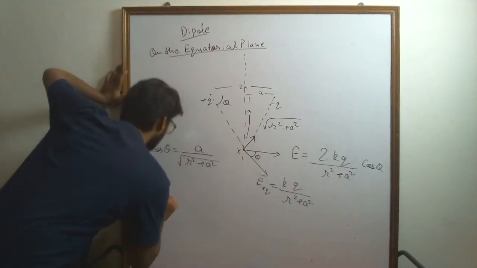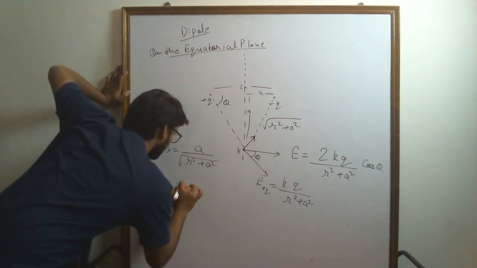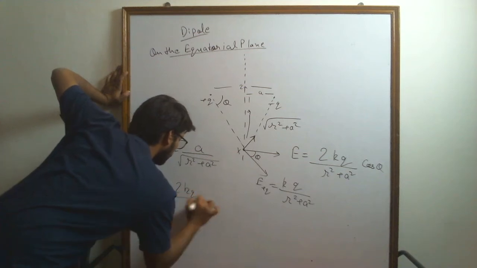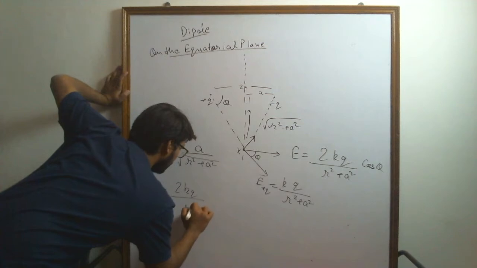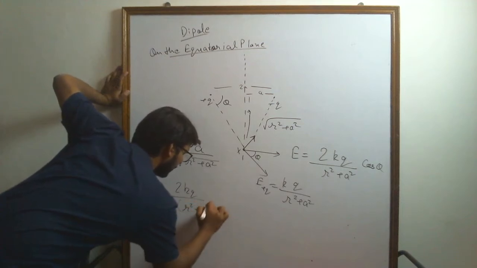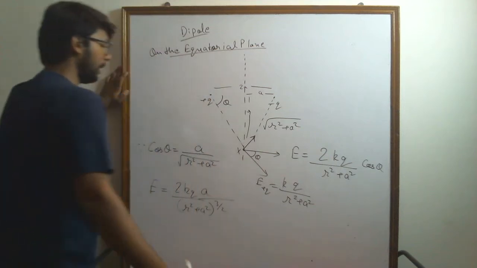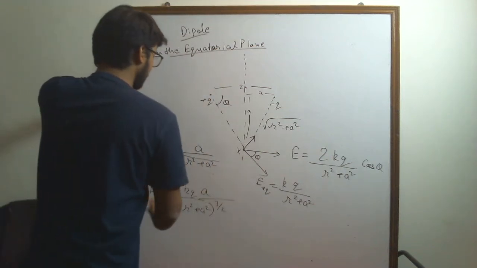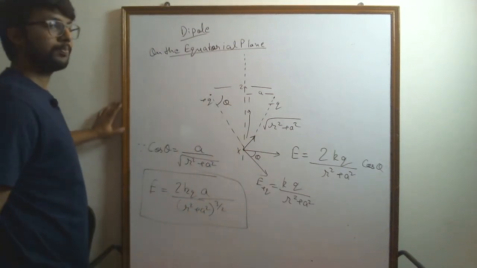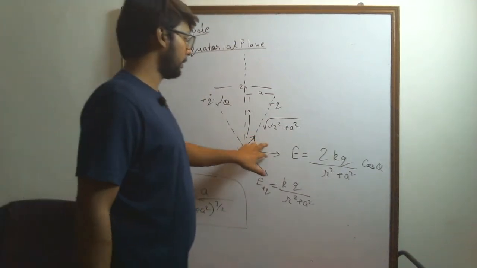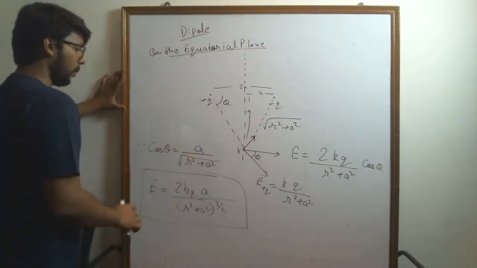I will put that in the electric field. So I will put it up, and 2KQ upon R square plus A square to the power 3 by 2, and on top I will be multiplying with an A, and this is my final result of the electric field at this point, right, X.